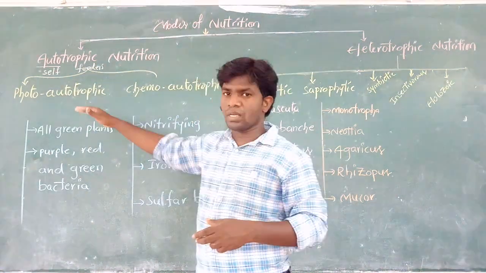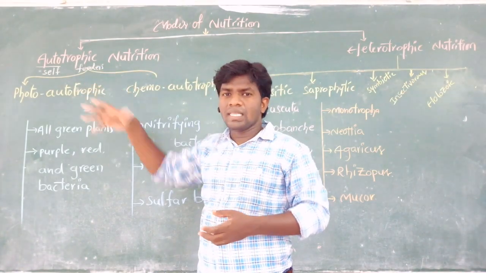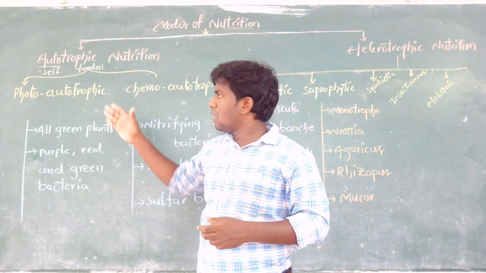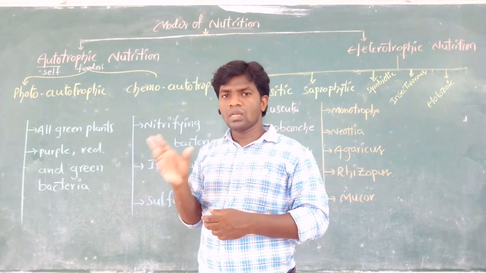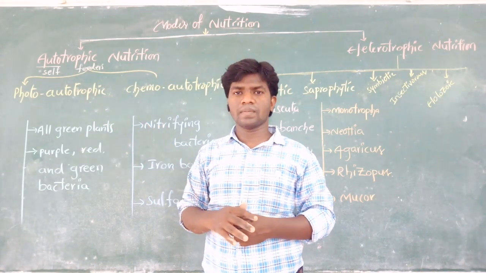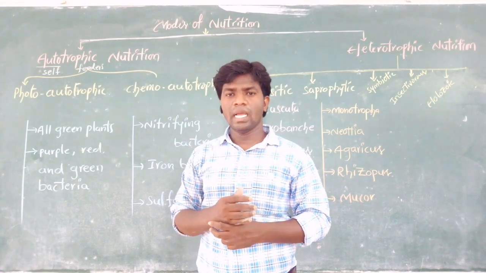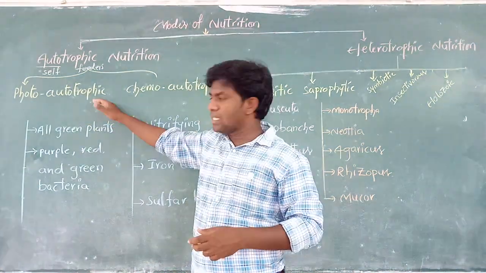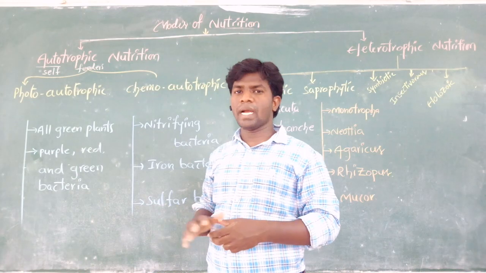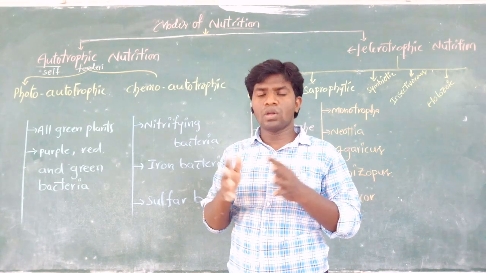Photoautotrophic nutrition: photo means light, autotrophic same. Under light conditions, they prepare their own food. They use light as an energy source, solar energy. What is the source of energy for plants? Yes, the sun is the source of energy. Examples of photoautotrophic nutrition are all green plants and purple, red and green colored bacteria.